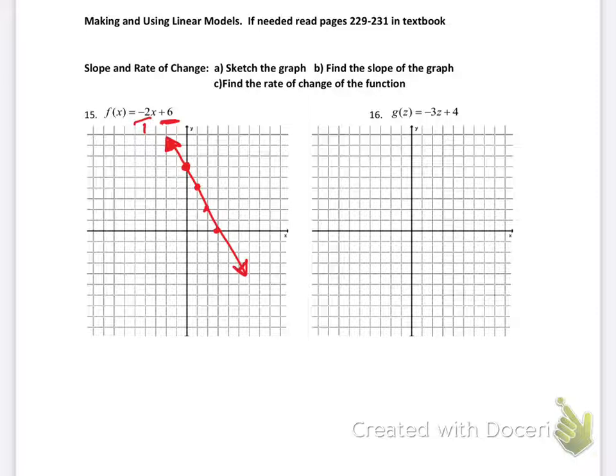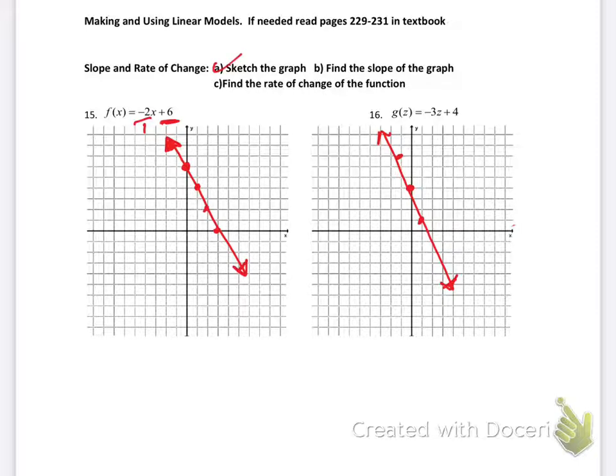So this one you go up to 4, 1, 2, 3, 4, down 3, over 1. I'll go the other way, 1, 2, 3, and up over 1. So this should look like this one. Okay? So that's what sketching looks like.